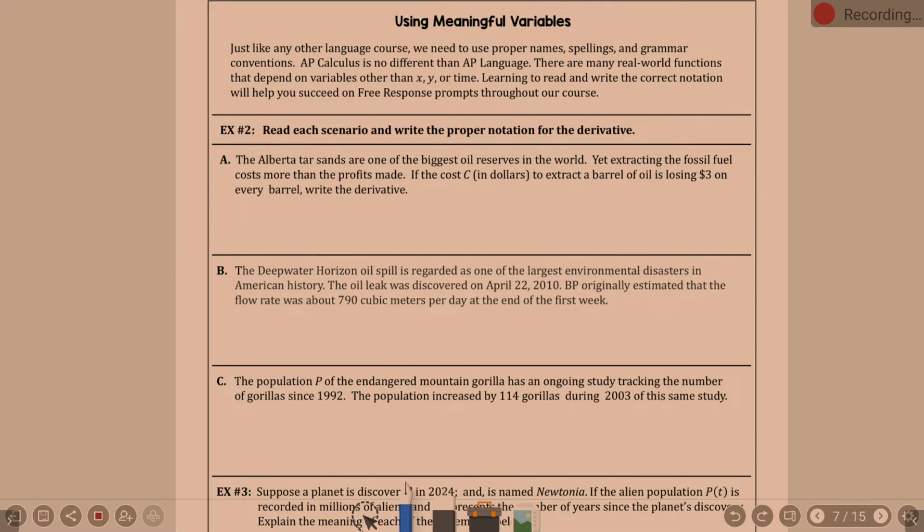We're being asked to read the scenario and write the proper notation for the derivative. The Alberta tar sands are one of the biggest oil reserves in the world, yet extracting the fossil fuel costs more than the profits made. If the cost C in dollars to extract a barrel of oil is losing $3 on every barrel, write the derivative.